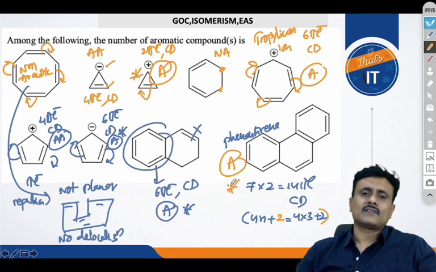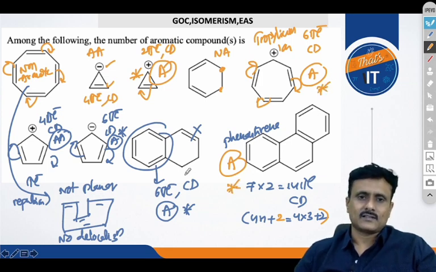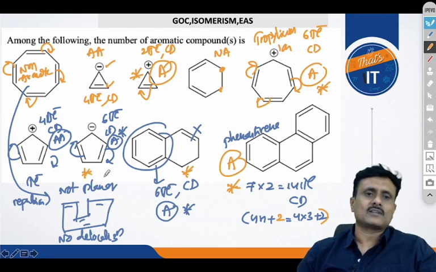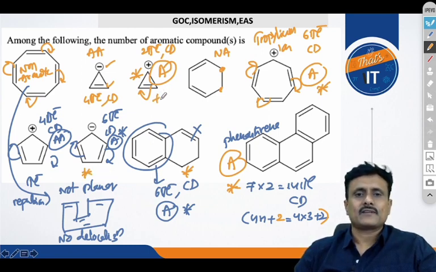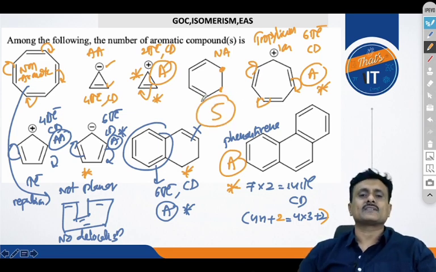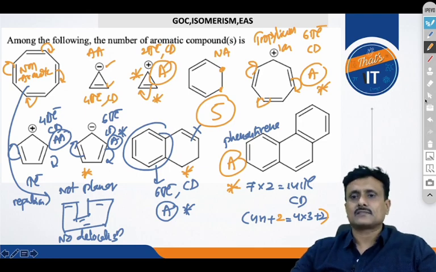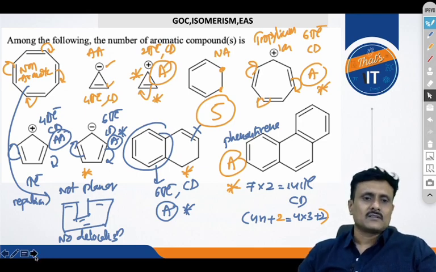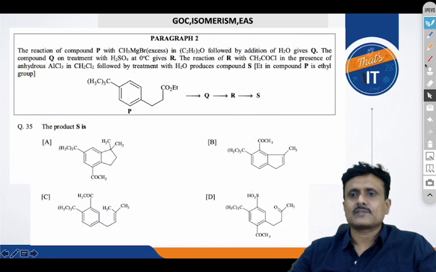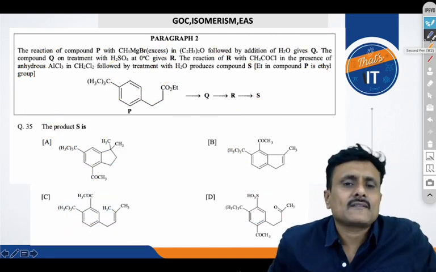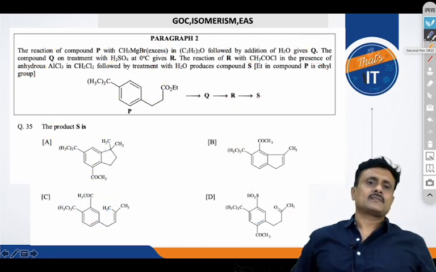So on the whole we have 1, 2, 3, 4, what else? 5. Okay, so the total number of aromatic species over here is 5. Yes, the right answer for this question is 5, isn't it? Now let's see the question based on the reaction sequence. Alright, let's see what happens here.